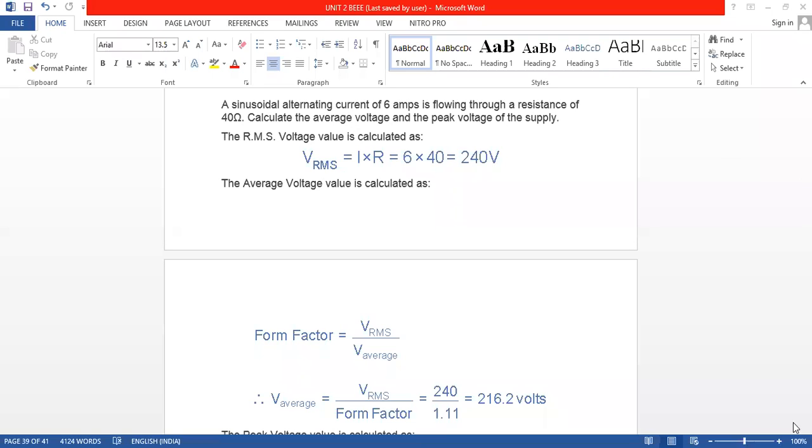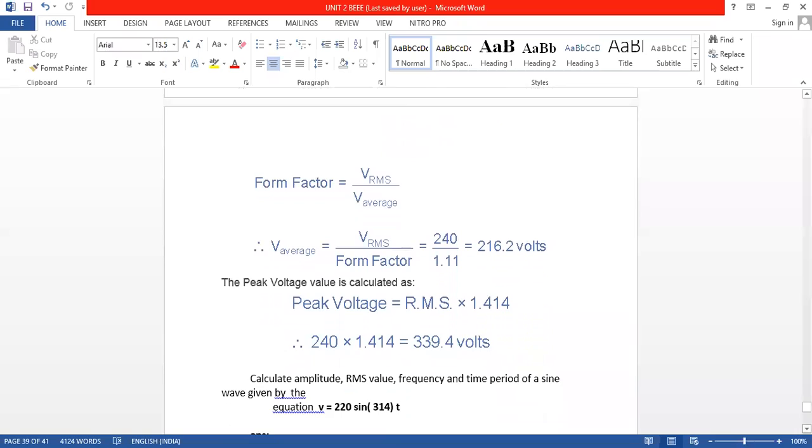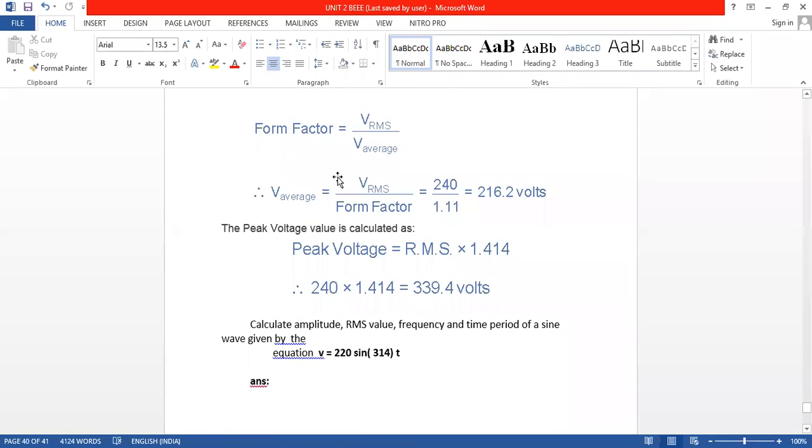What is the formula for average? In the first unit I told you certain formulas you are supposed to study. Form factor equals RMS voltage by average voltage. From this, average voltage equals RMS by form factor. Form factor value is always 1.11. Remember, this is a 2 marks question. There is no proof for how you get 1.11 now; in the second year you are going to do the proof.